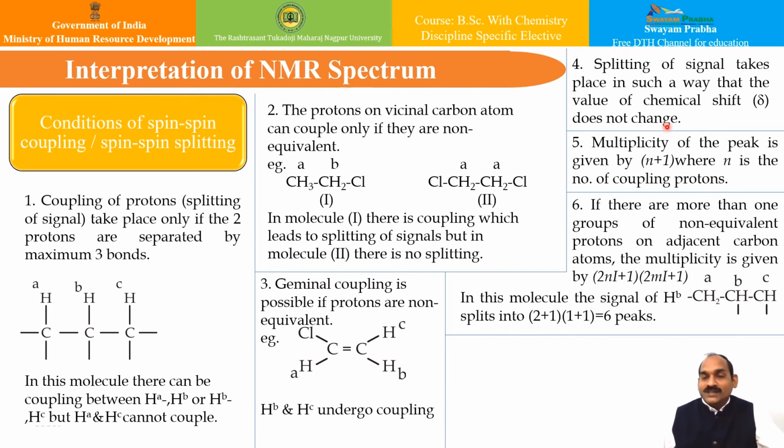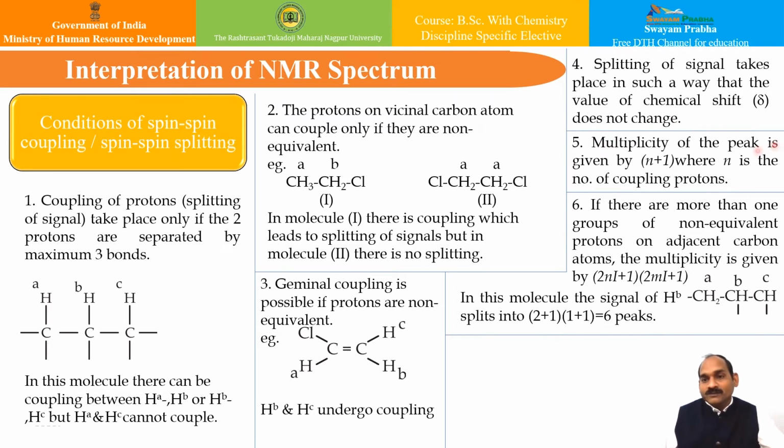Likewise, the splitting of signal takes place in such a way that the value of chemical shift does not change. So splitting will always be at its own place where the signal appeared, and it will not change in terms of the chemical shift in ppm because of the spin-spin coupling. So it is going to remain at its own position, and therefore it will be easier for us to understand what the splitting is for this particular moiety, and we can analyze what the surrounding environment of the proton must be.